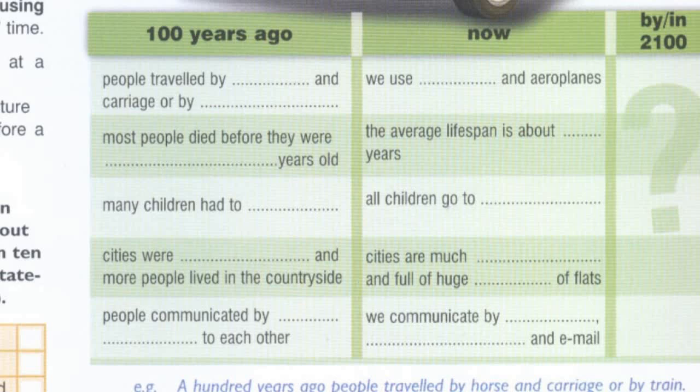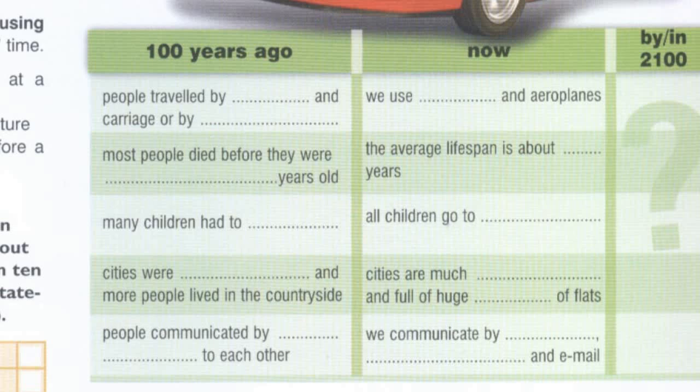A few of them you might want to quote. For example, the first one: people traveled by, what did you write here? By horse, well done. And carriage or by train, yes. Okay, so carriage, what is a carriage? A carriage is a vehicle that is drawn by horses. It used to be a major part of transportation in earlier years. Okay, and we use what? Cars and airplanes or whatever.